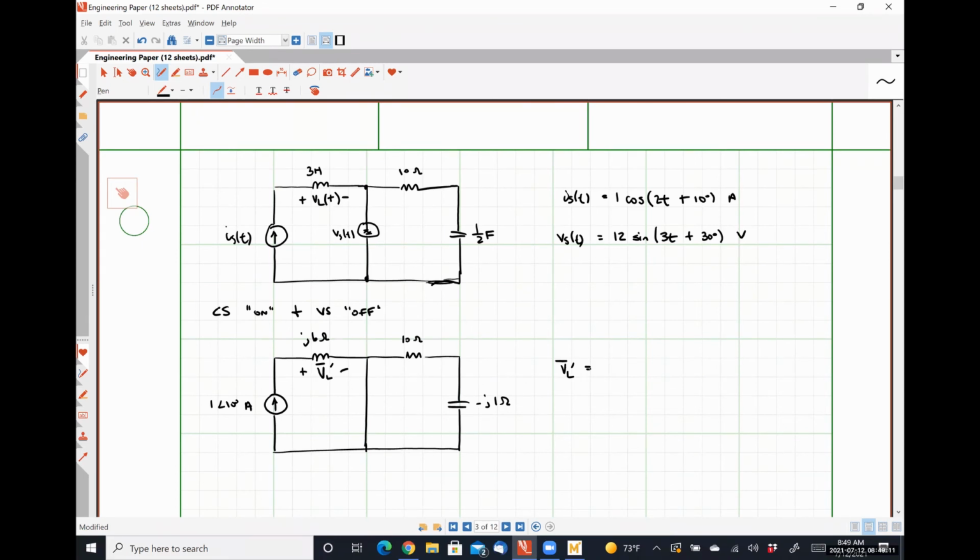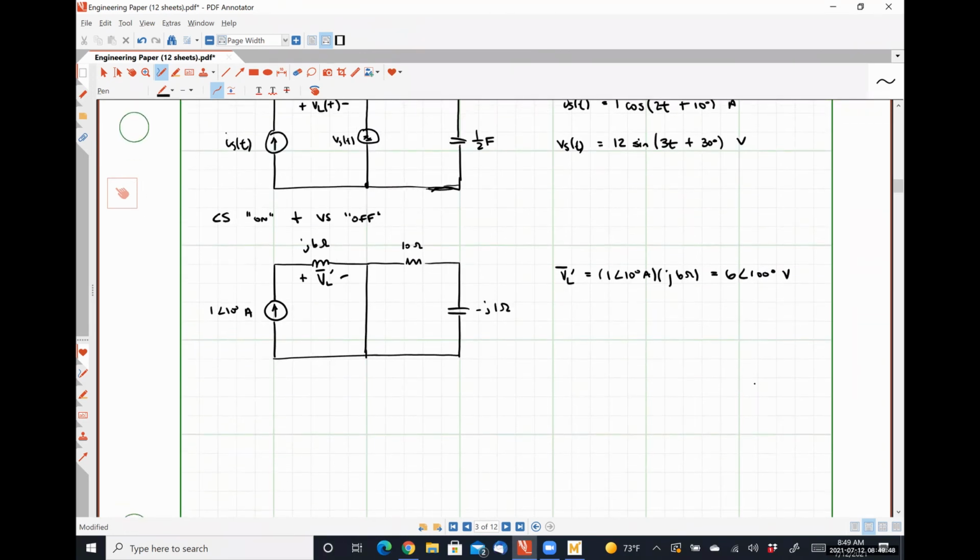How do we solve for it? Right, because we know that the 10 ohm resistor and the negative j1 ohm capacitor are shorted out. So 1 angle 10 times j6 is going to look like 6 angle 100. All right, so that analysis was pretty straightforward.